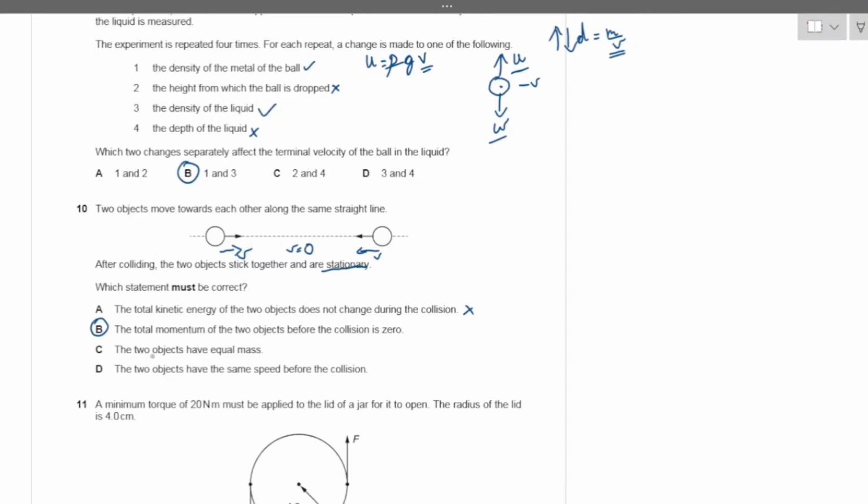Option C, the two objects have equal mass. We cannot exactly say about this because we do not know with what velocity they were traveling. So, it's not only dependent on mass, it's also dependent on the velocity. We cannot just decide that from the mass the two objects stick together and are stationary. So it cannot be correct all the time. Option C would be wrong. Option D, the two objects have the same speed before the collision. Again, we cannot say about that because we do not know anything about the mass. Right. So option B is correct.